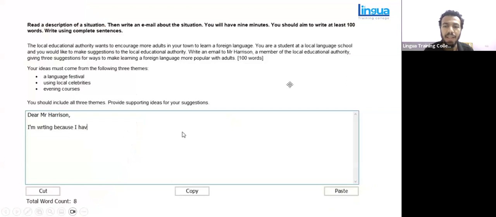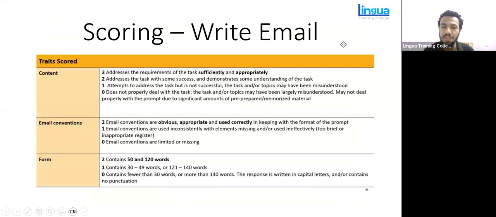That's an example. Again, the same writing or typing rules apply here using cut, copy, and paste. There is a word count at the bottom left side of the screen. Keep an eye on that, so as not to write more or less than 100 words. In writing, to get the full mark for the content, you need to cover all points here. That's very important for scoring high for the content. Again, you also need to keep the form in mind.